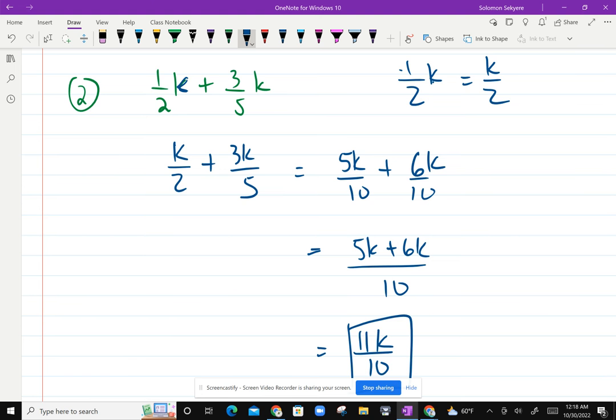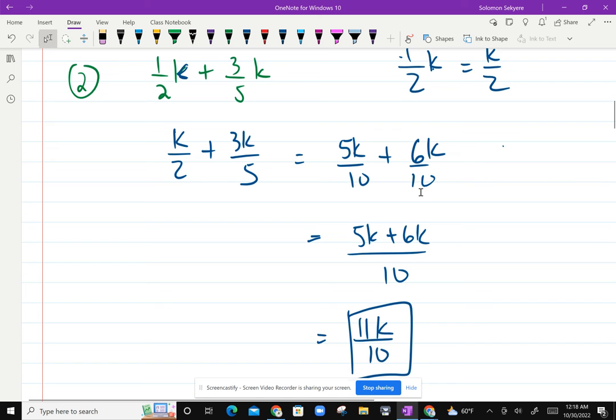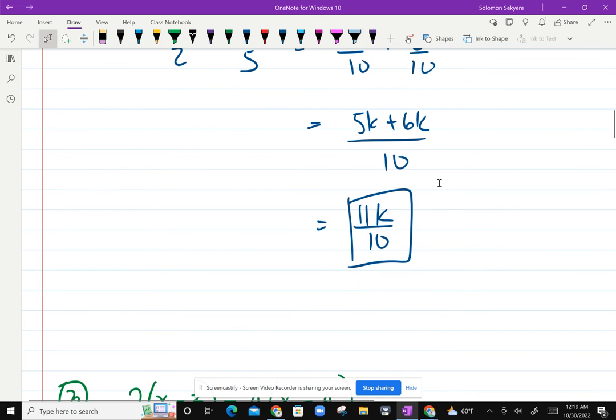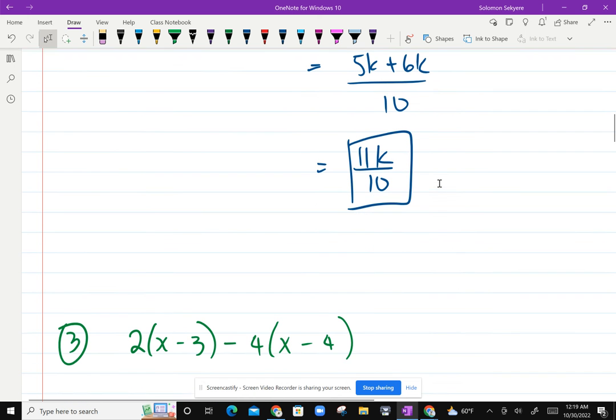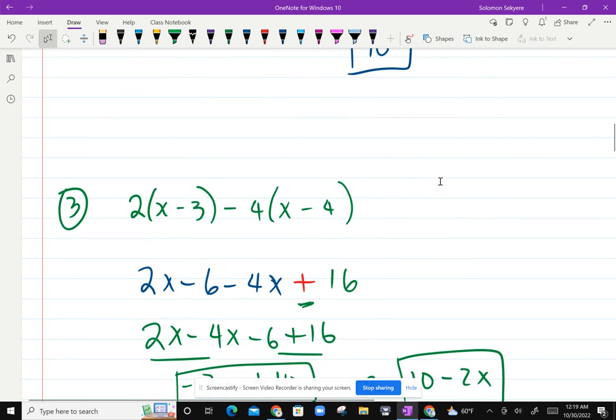So what am I teaching you? Follow the rules, be bold, right? As long as you follow the rules, you should be fine. What do you do when you have fractions? Anything with fractions in it, use LCM. So this whole thing becomes the same as 11k over 10. The only difference is there's a letter attached to it.